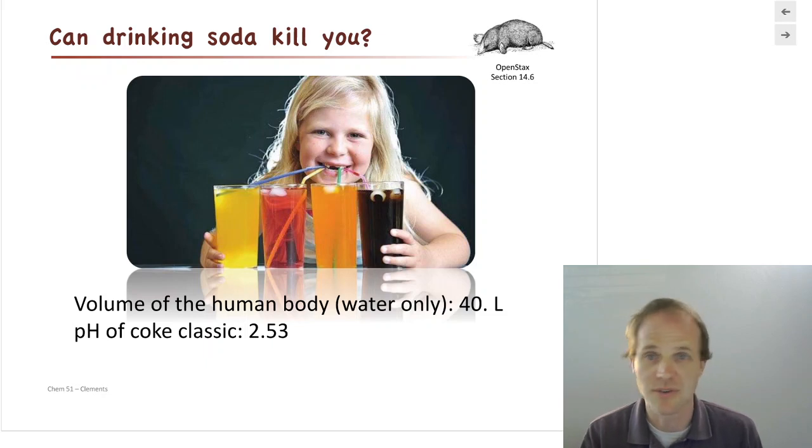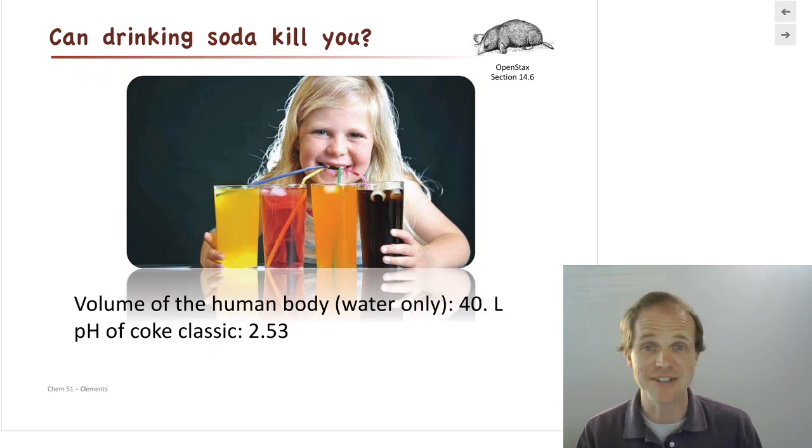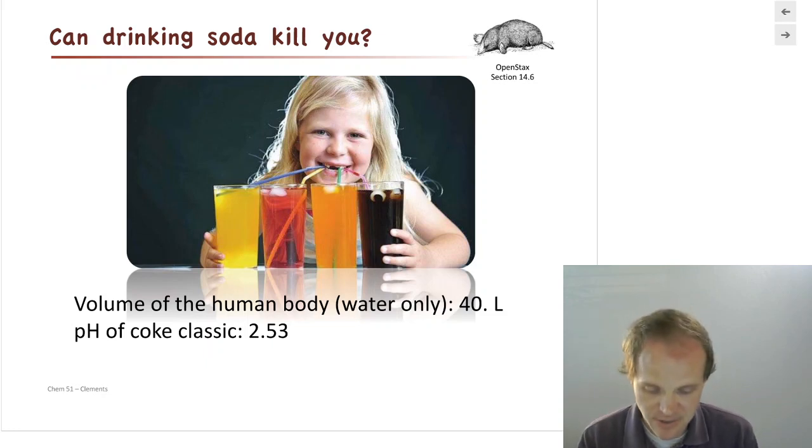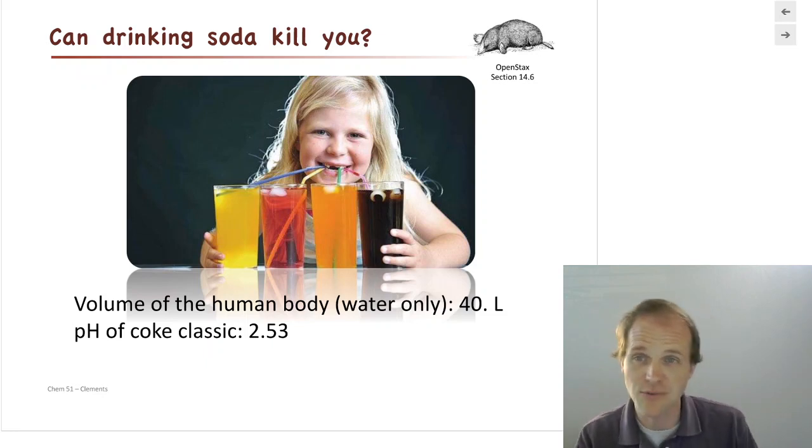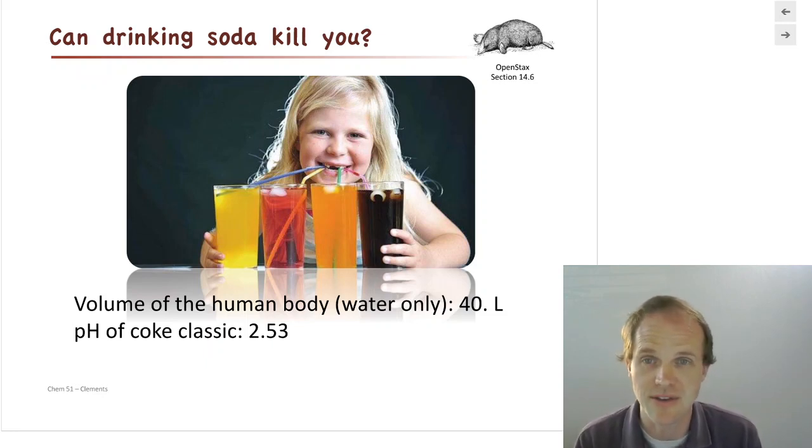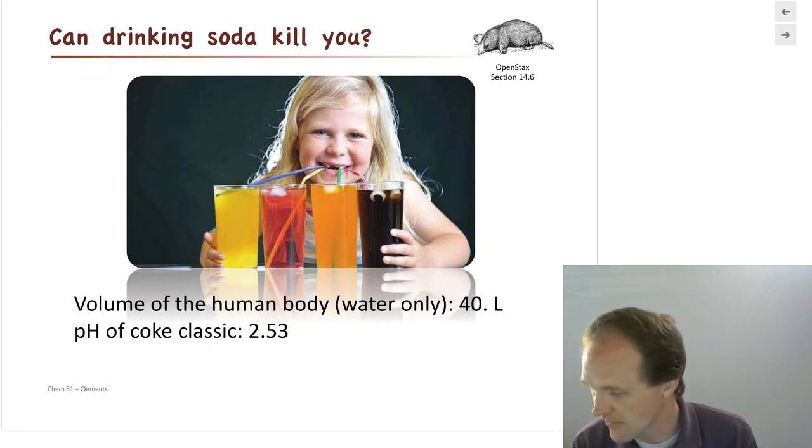What should happen when you drink a soda to the pH level in your body, right? We know that soda is somewhat acidic, so let's go ahead and figure it out. So the volume of the human body in water, if you just take the water out of our bodies, is roughly 40 or so liters. So we're going to use that value. The pH of Coke Classic is about 2.53.